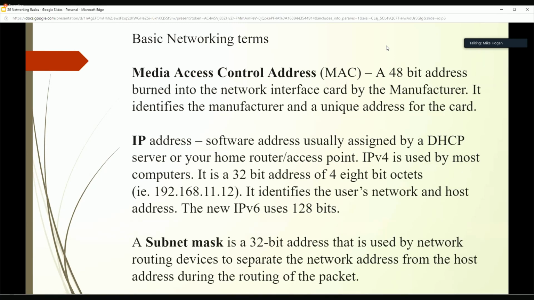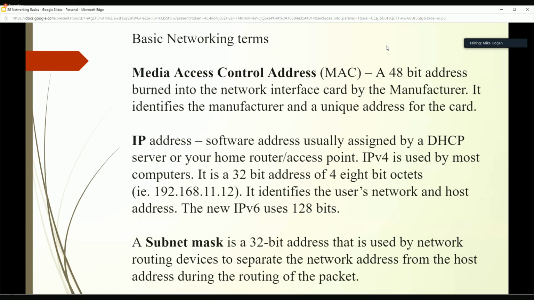For the most part, I think we've all at some point in time seen an IP address. We're still going to see a lot of IP version 4 addressing, even though IP version 6 is out there. The big difference between IP version 4 and IP version 6 is just the number of bits. IP version 4 is a 32-bit address.